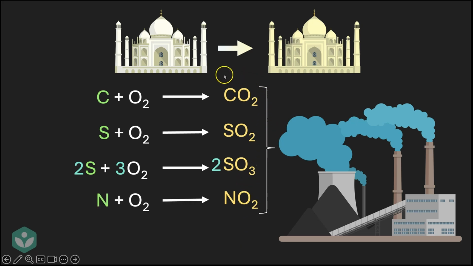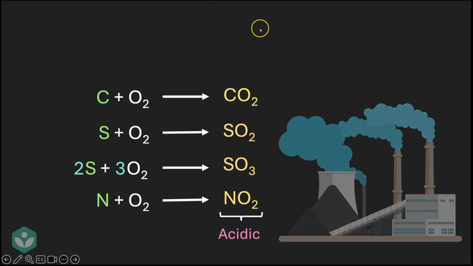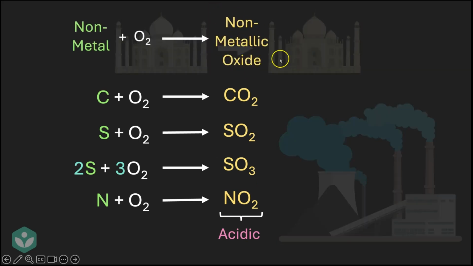Now, I've written down a few nonmetallic oxides. Turns out all of these nonmetallic oxides are acidic. Not all the nonmetallic oxides in the world are acidic, but the ones I've written here, they are acidic. And these are the indirect cause for this discoloration. Let me explain how. Non-metallic oxides, which are acidic, when they react with water, you get acid. And that's what's happening here.